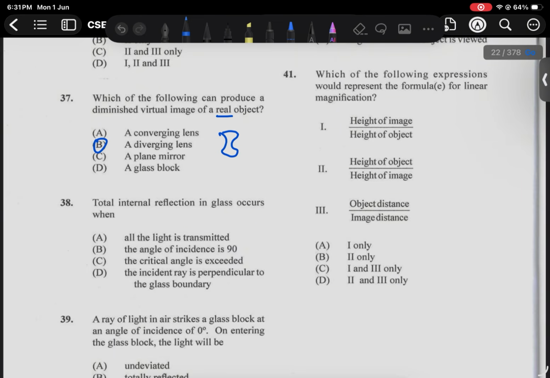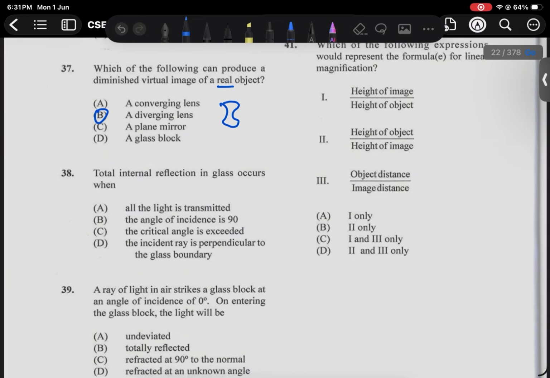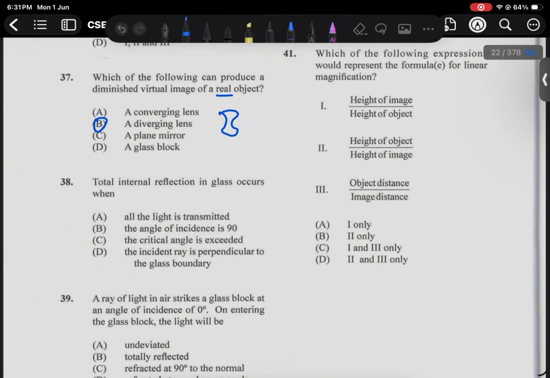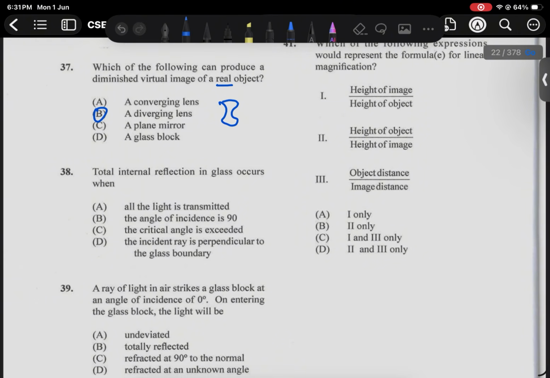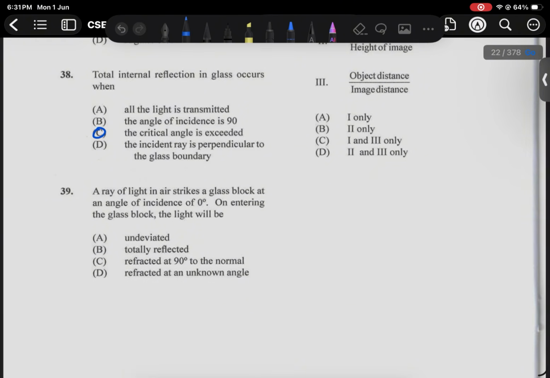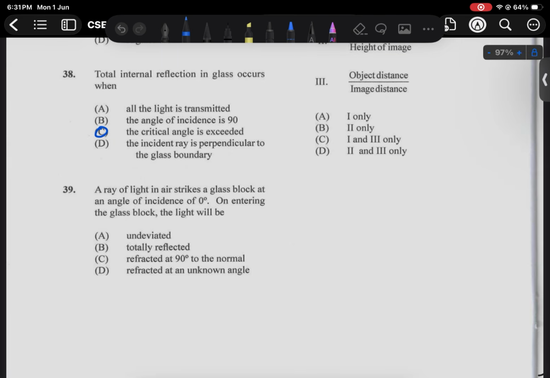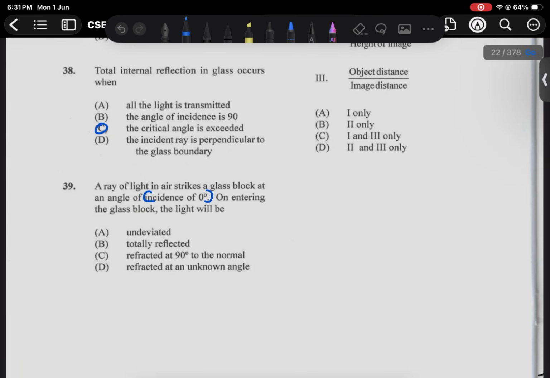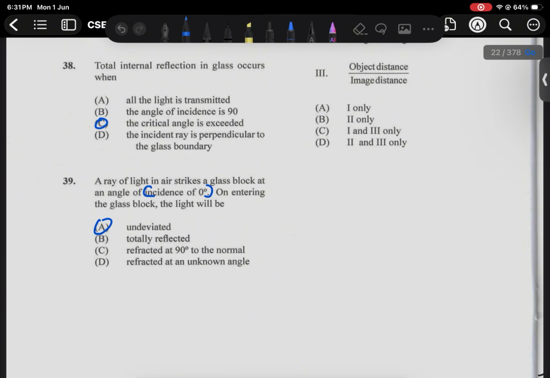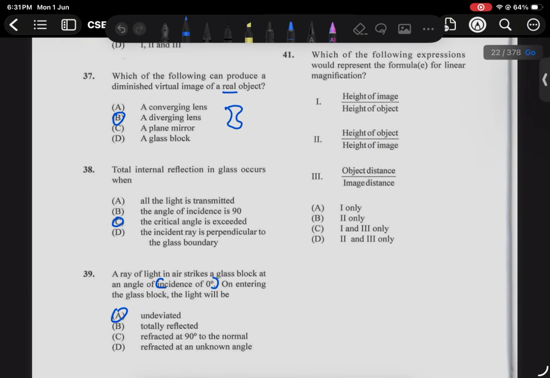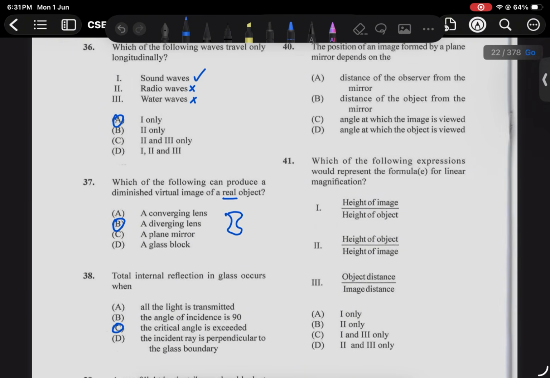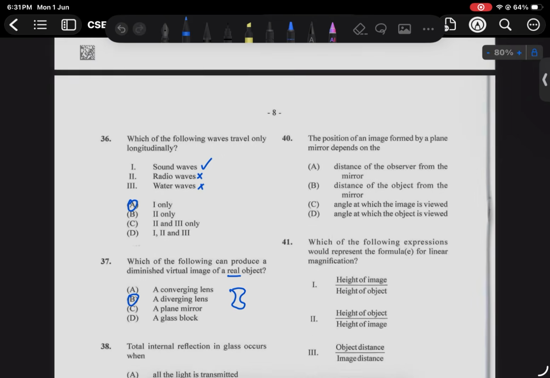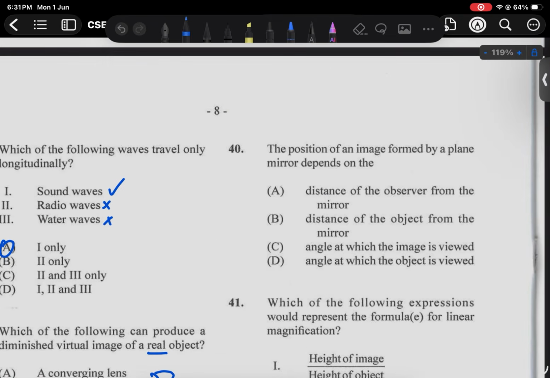Total internal reflection in glass occurs when the angle of incidence is 90 degrees, or when the critical angle is exceeded. A ray of light in air strikes a glass block at an angle of incidence of 0 degrees. On entering the glass block, the light will be undeviated. The angle of incidence is equal to 0 degrees, so the ray will be undeviated.